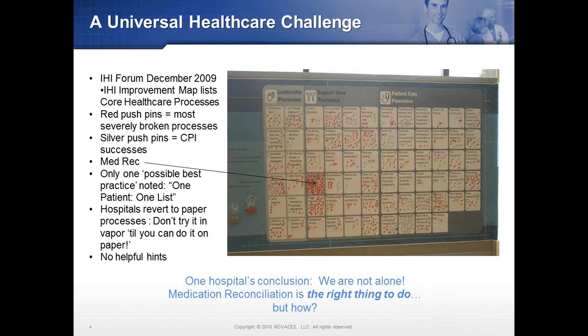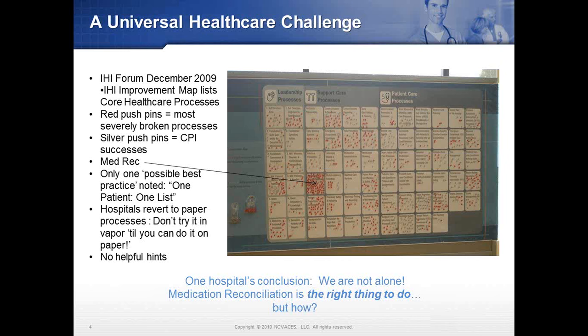Medication reconciliation is, without a doubt, a universal healthcare challenge. This photograph was taken at the IHI Forum in Orlando 2 years ago, so that would be the 2009 forum. They had put a large billboard-sized map outside of the exhibit hall, and they had asked conference attendees to take a red pushpin and place it in the process that they felt was most severely broken, and a silver pushpin in the process that they felt that they had improved to such an extent that it was now a best practice. Well, the medication reconciliation one is the one with the arrow pointing to it, and that was, by the end of the conference, a huge red blur.